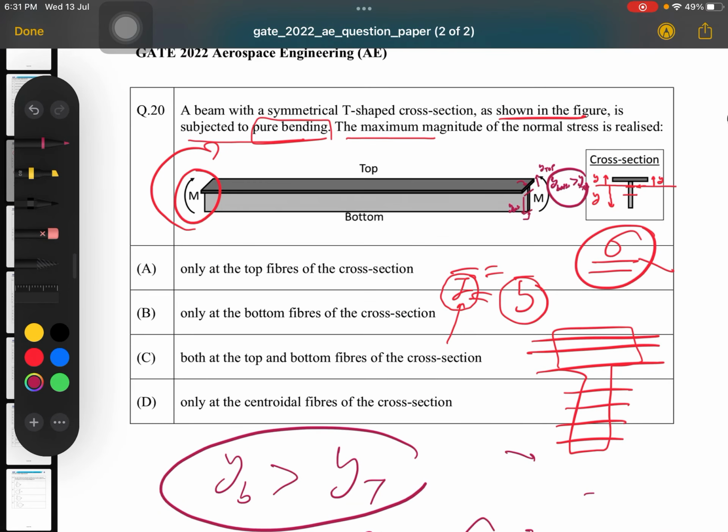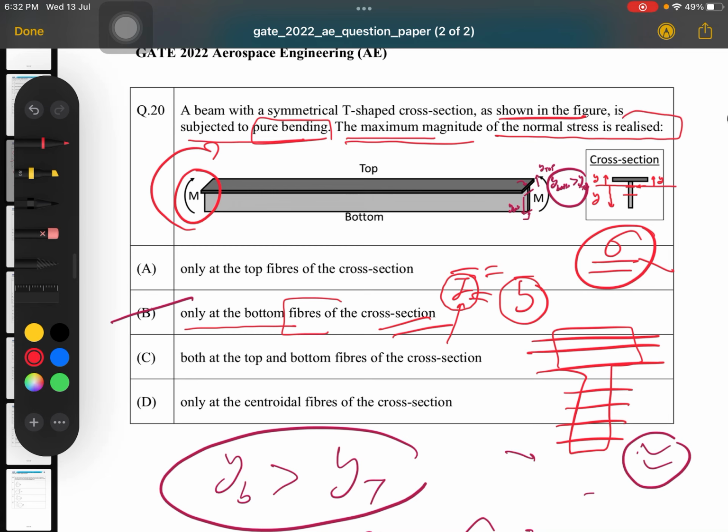What have they asked in the question? Now see here, I am explaining this much, that's why I am taking time. In the GATE exam, you will directly tick the answer at B. Sorry, not C, B. In the earlier session I said C, extremely sorry. Why B? Because only at the bottom fibers of the cross section is the maximum magnitude of normal stress realized. The maximum magnitude is what they are asking. Sign wise, if you take y downward, we take it as negative.